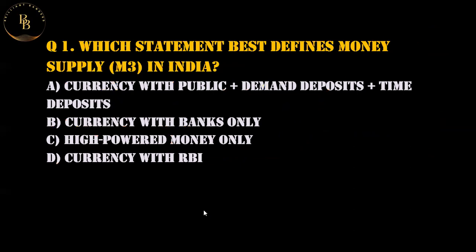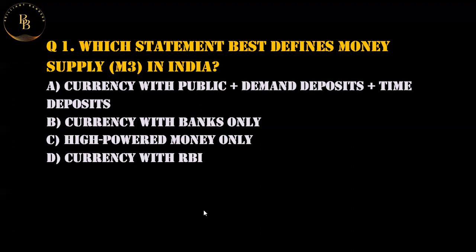Which statement best defines money supply in India? A. Currency with public plus demand deposits plus the time deposits that are in the banks. B. The currency with banks only, C. High powered money only, or D. the currency with the RBI. Which statement best defines the money supply in India? M3 money supply in India.